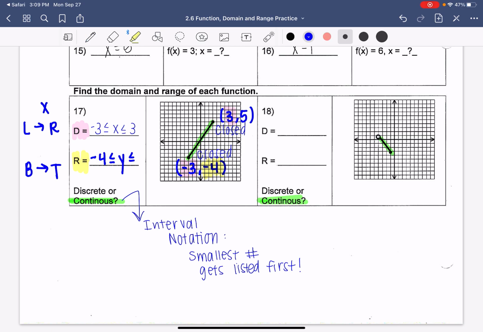Then the highest our graph gets, which luckily for us is one of our points, is 5. So 5 goes on the other side of this interval notation.